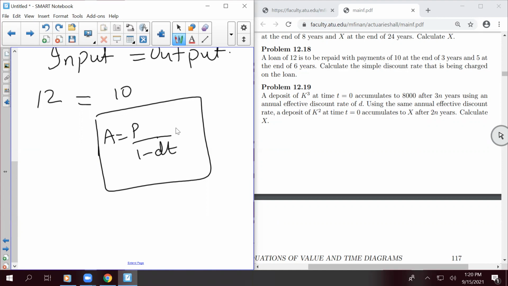Well, what do you think it should be? Tell me. You don't seem happy with P over 1 minus DT. What do you have in mind? What should it be? P times 1 minus DT? No, that can't be, because you know that A has to be bigger than the P.